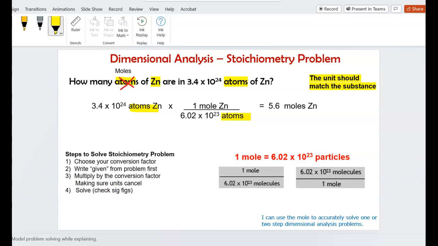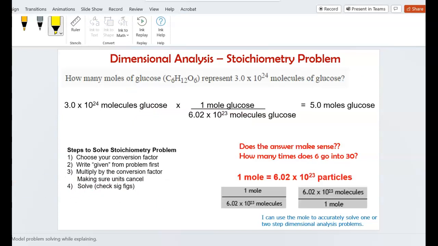I think I have one more for us to take a look at. This one, again, we're using molecules because glucose is a molecule. So how many moles of glucose represent 3.0 times 10 to the 24th molecules of glucose? Start with what's given in the problem. Plug in your conversion factor, so units cancel and substance cancels diagonally, and then grab your calculator to solve.